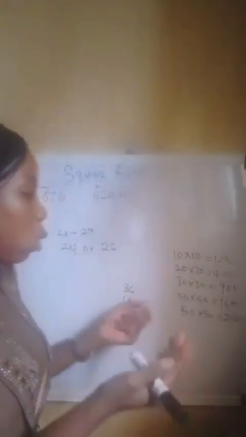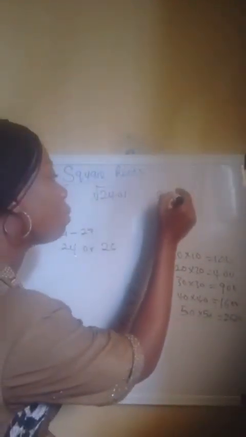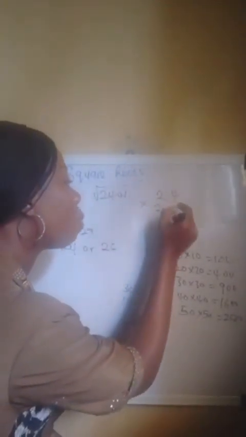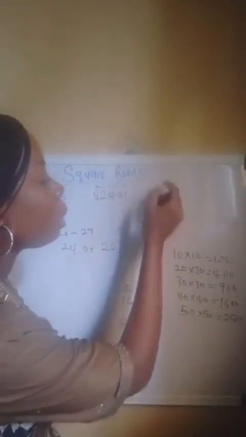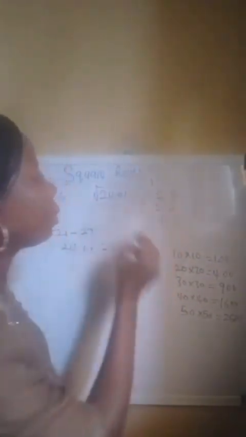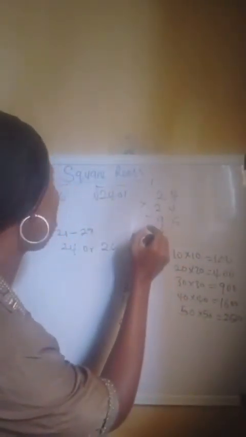So here is where you come in, just the little calculation. You can just try out what is 24 times 24. 4 times 4 is 16, 6, and you carry 1. 4 times 2 is 8 plus 1, 9. 2 times 4 is 8. 2 times 2 is 4.